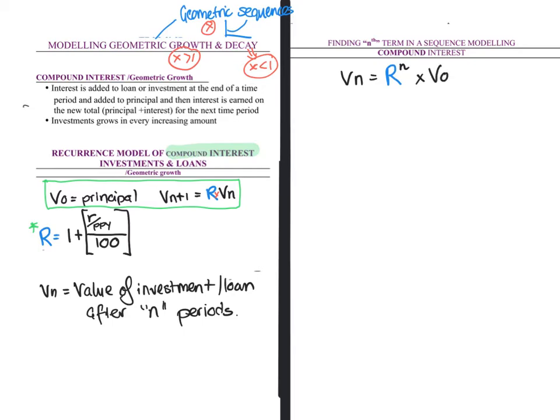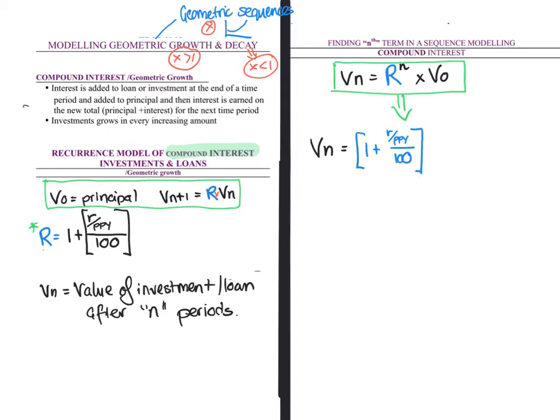Okay, so if this is the formula here for the nth term, we could rewrite that, and instead of having R as R, we might actually put how we calculate R. So I'm going to put, we'll work out the R, so it'll be 1 plus r over PPY over 100.